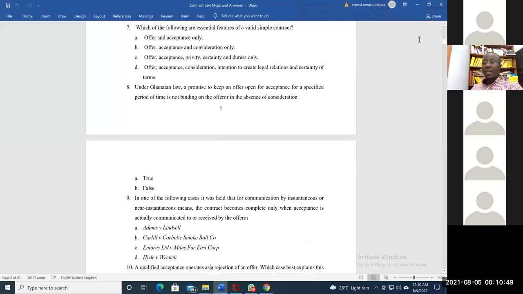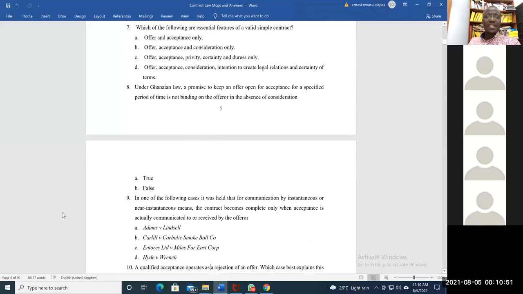Question 7. Yes, David, question 7. Which of the following are essentials of a valid simple contract? A, offer and acceptance only. B, offer, acceptance and consideration only. C, offer, acceptance and privity, certainty and duress only. D, offer, acceptance and consideration, intention to create legal relation and certainty of terms.